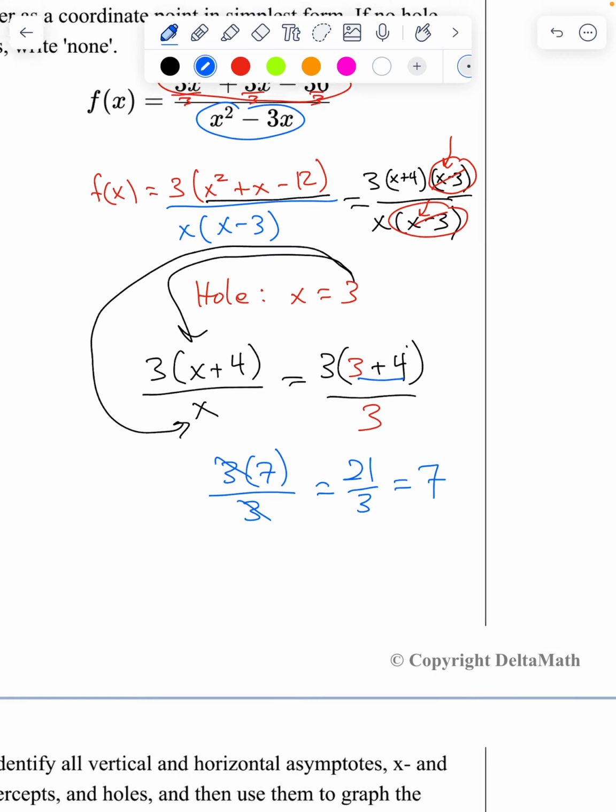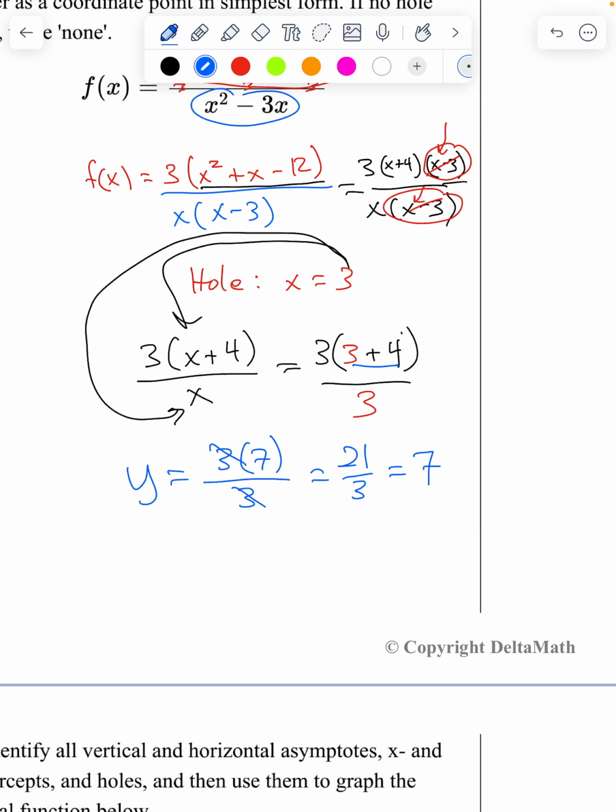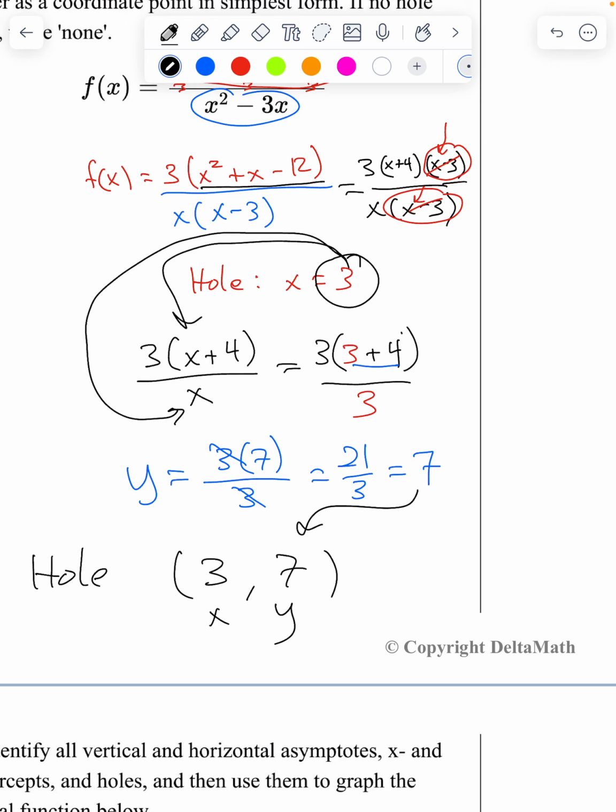So there's a hole. The coordinates for it, this is the y value, are (3, 7). And that's where there's a hole.